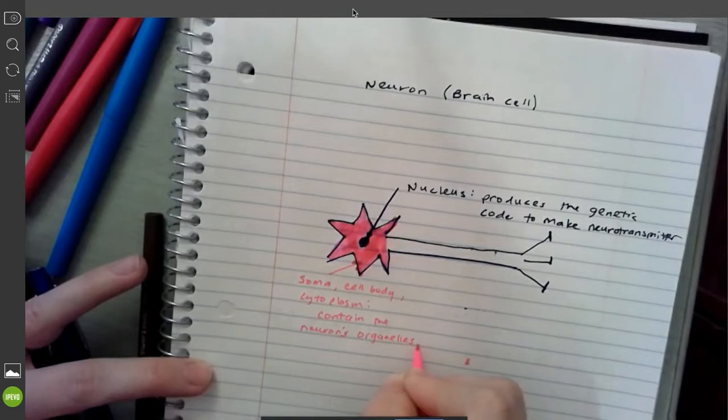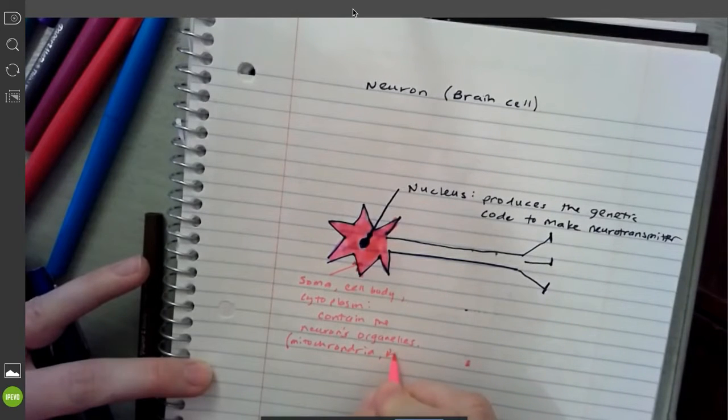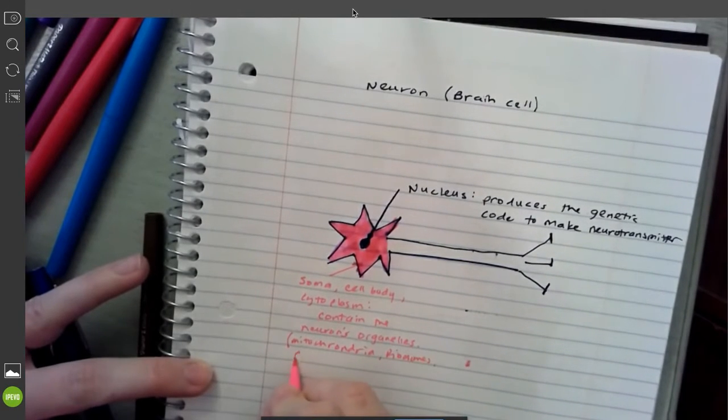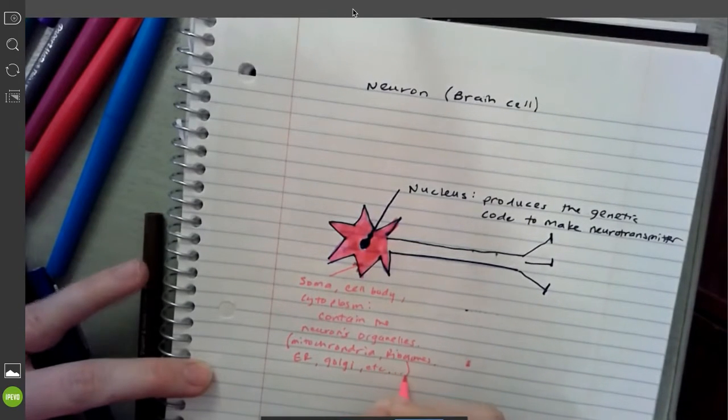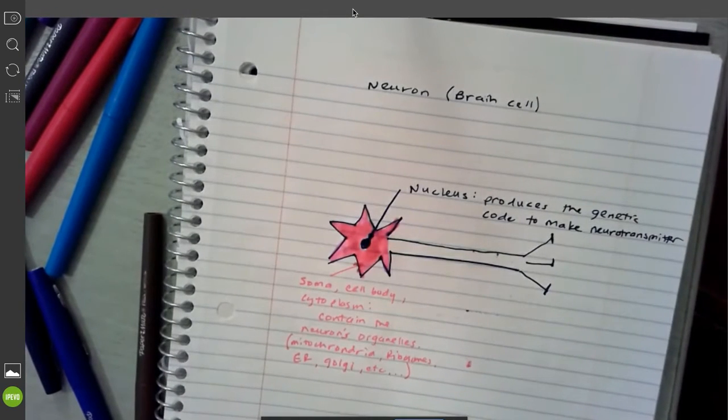For example, it's going to have mitochondria because it's going to need a lot of ATP from glucose. It's going to have ribosomes. It's going to have the rough and smooth ER. It's going to have a Golgi, etc. So it is the cytoplasm of a neuron.